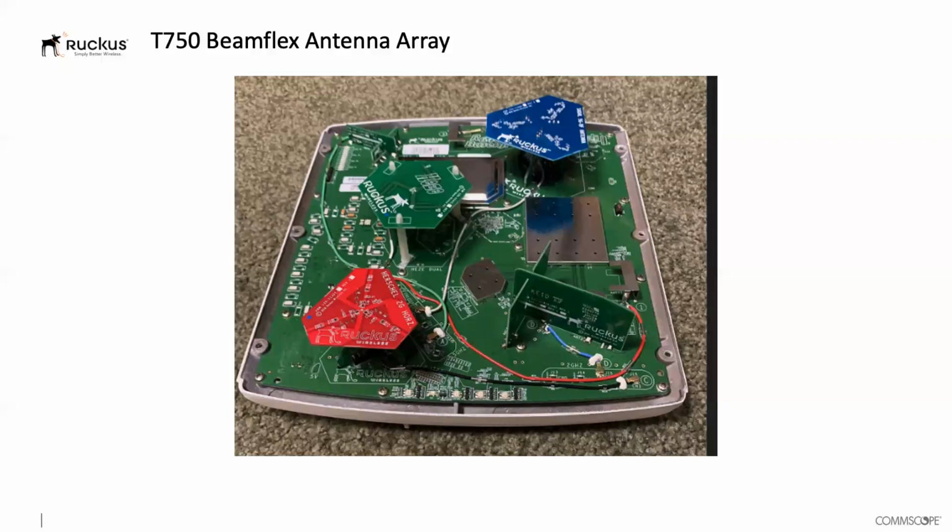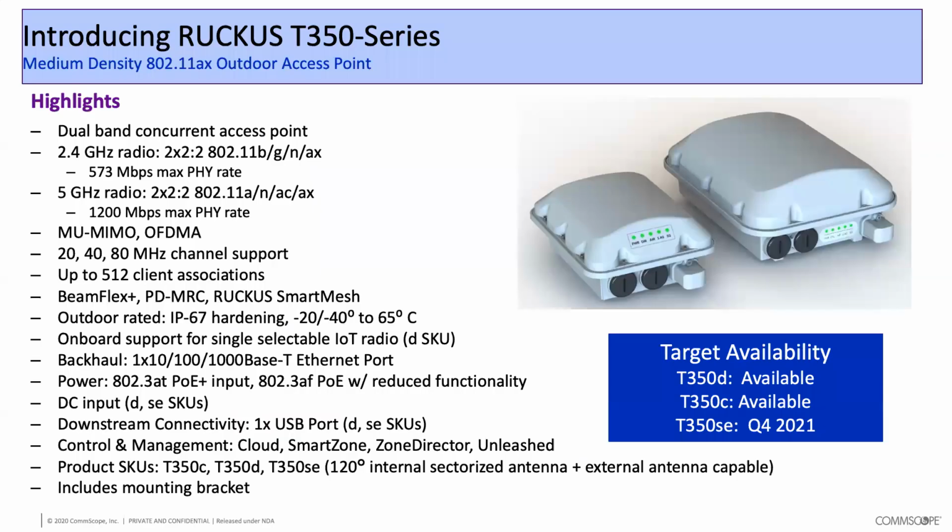So it gives you a stronger signal to the client, which means they can go faster. And then of course, if they go faster, they get off the AP quicker and free it up for the next client. But it also reduces the susceptibility to interference, because if I can be more directional, then I'm creating less self-interference. And that's always a good thing.